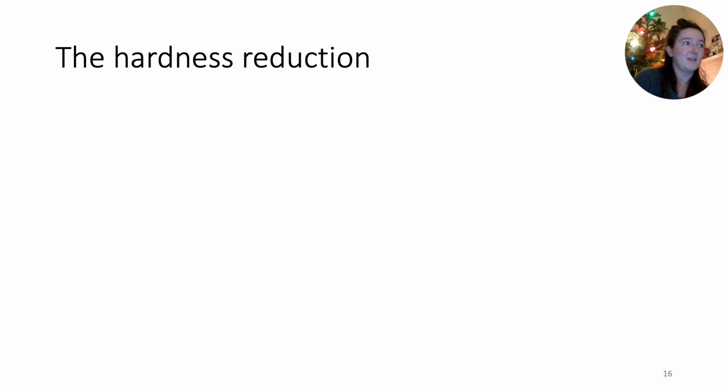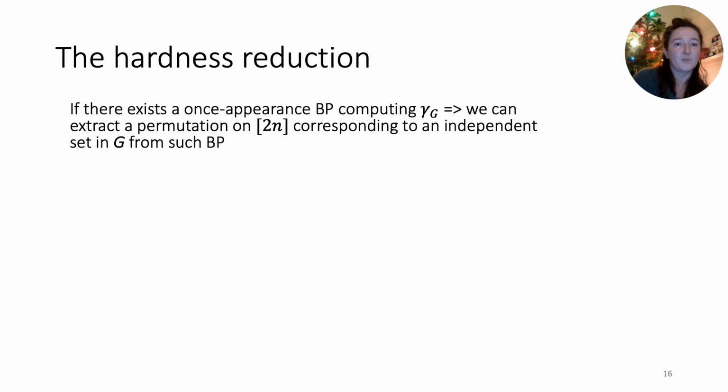surprisingly, even in the opposite direction, a similar thing works. If we have a very small branching program, a once-appearance branching program, that queries every variable exactly once, and that computes this function gamma, then we can extract a permutation on the set of size 2n, which will correspond to an independent set in the original graph G. So again, I will not have time to cover that in more detail, but just some intuition on how exactly we extract this permutation from a branching program.